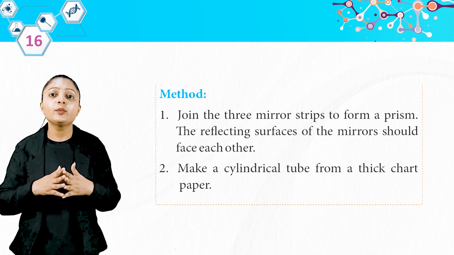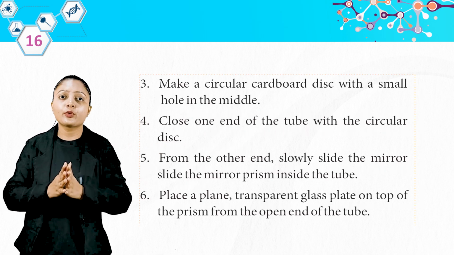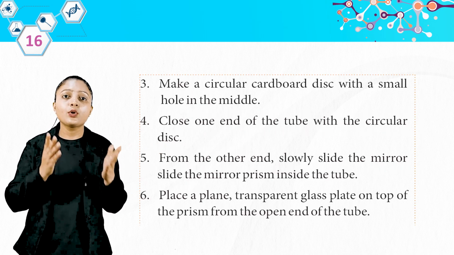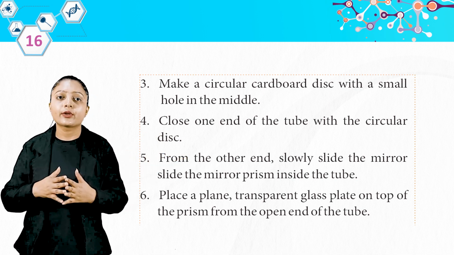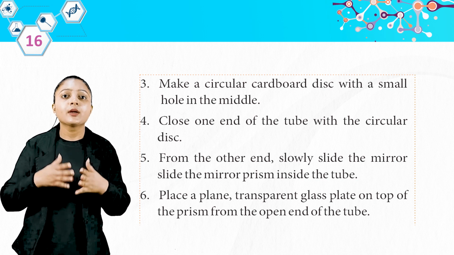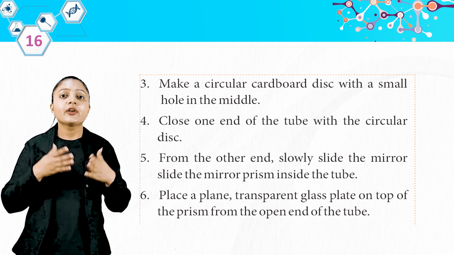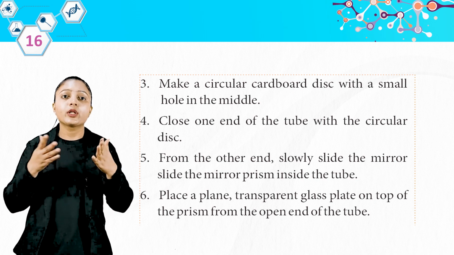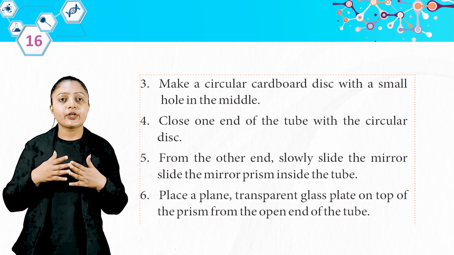Make a cylindrical tube from a thick chart paper. Make a circular cardboard disc with a small hole in the middle. Close one end of the tube with the circular disc. From the other end, slowly slide the mirror prism inside the tube. Place a plain, transparent glass plate on the top of the prism from the open end of the tube.